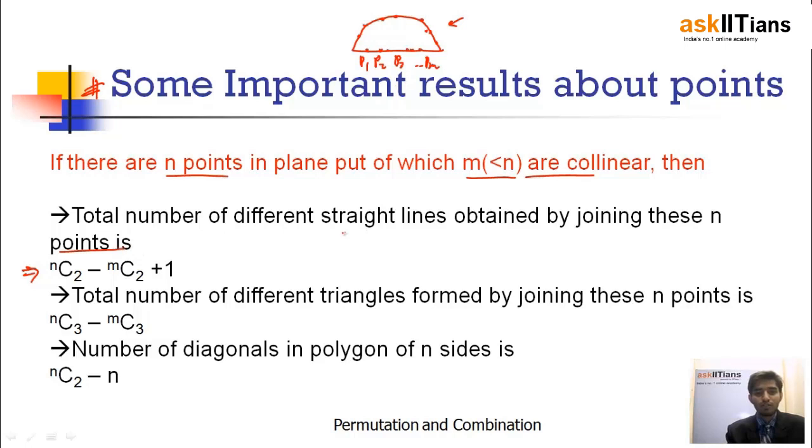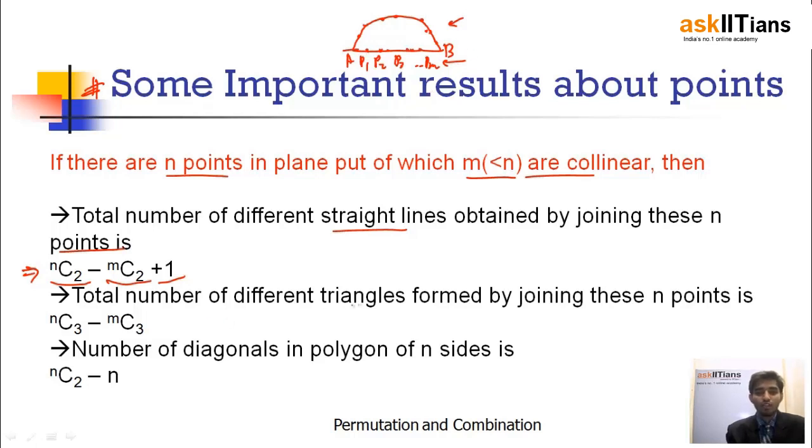So the total number of different straight lines that are possible is, first of all we will write nC2. Whenever we join any 2 points out of this, we will get one straight line. But when I join any 2 points out of these m points, I will get the same line. So I will subtract them. So minus mC2 plus 1. Why plus 1? Because there will be one line that I will get. If this is AB, then this one line, that is AB.